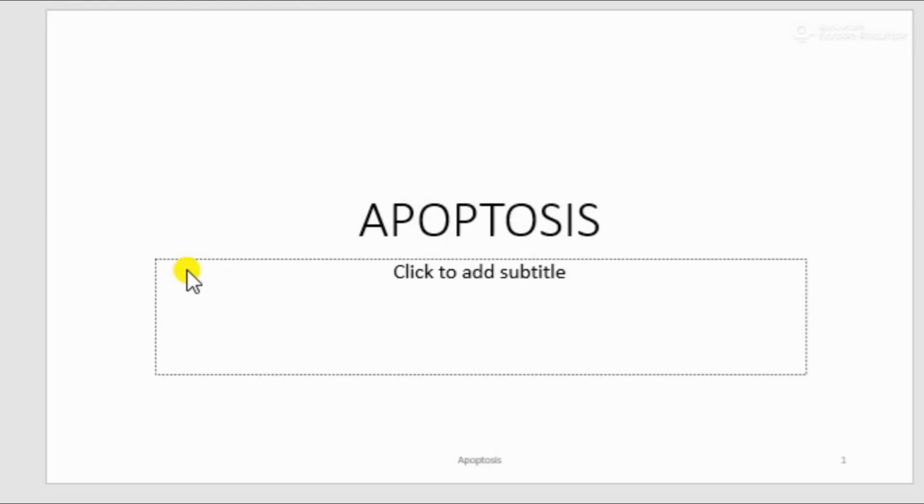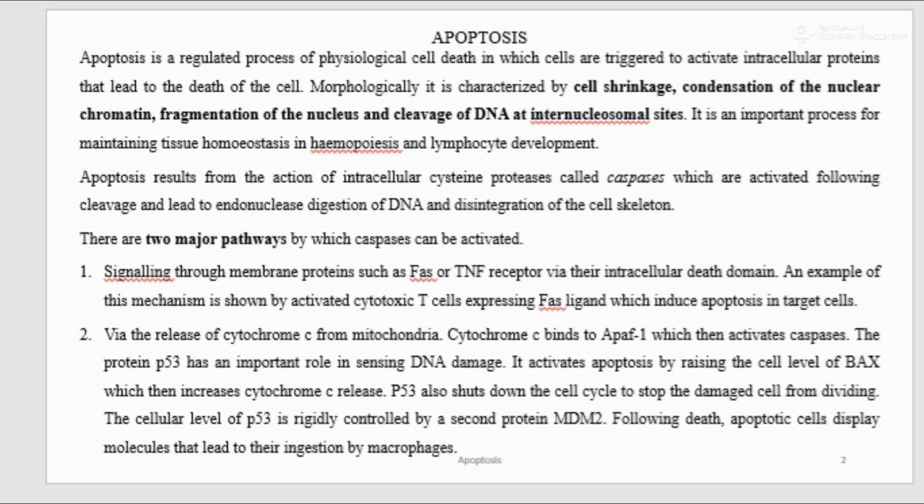The topic we are going to discuss today is apoptosis. Apoptosis is the regulated process of physiological cell death in which the cells are triggered to activate the intracellular proteins that lead to death of the cells. The cells have a specific time of their life and also a specific role to play. When their role is over, then they are bound to die, and that is a natural process.